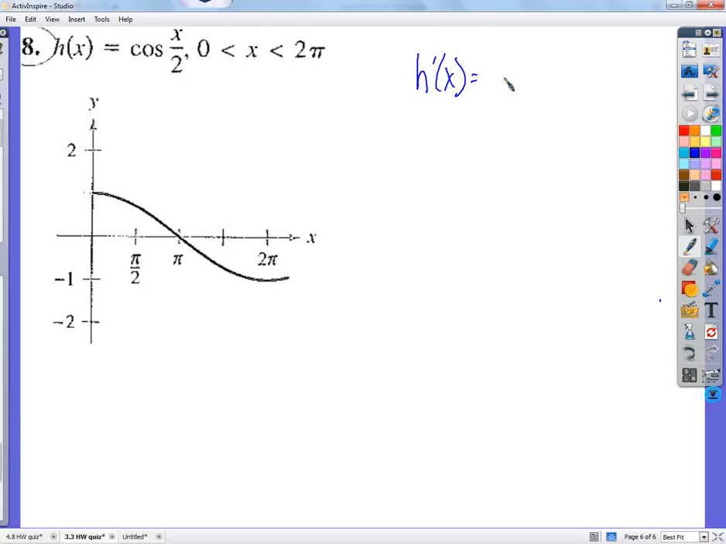Coefficient derivative. Negative sine of x over 2. And then we got times 1/2. Put the 1/2 right there.